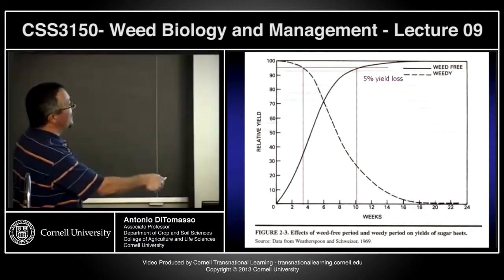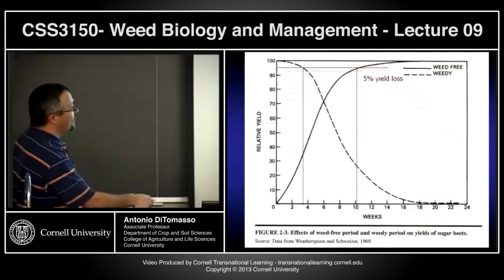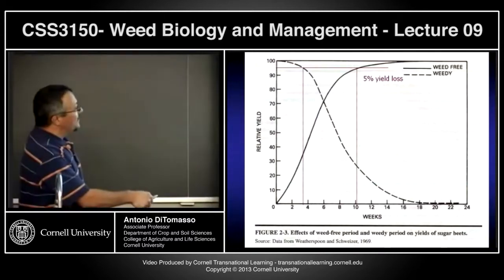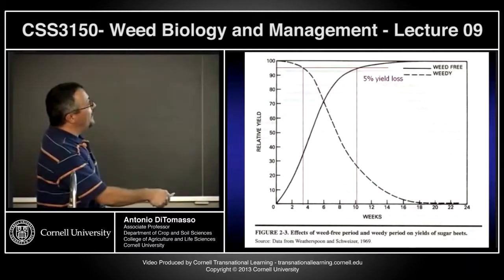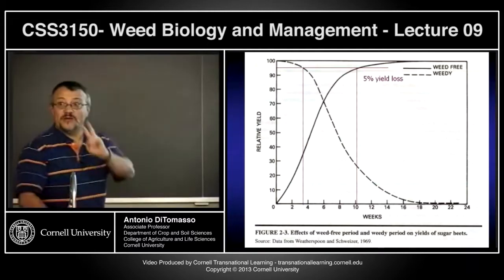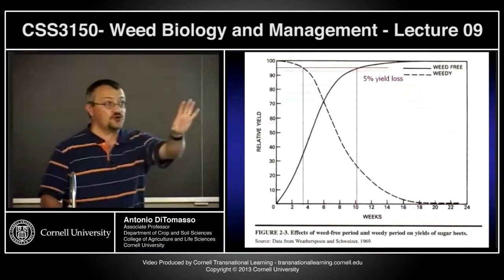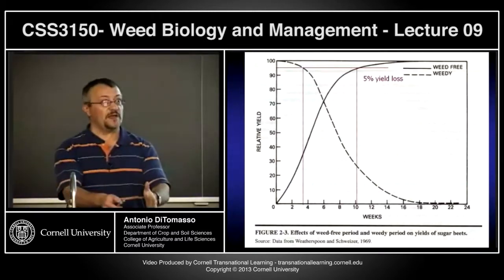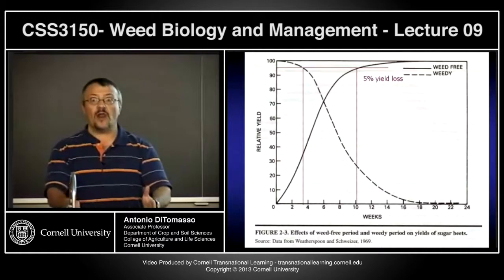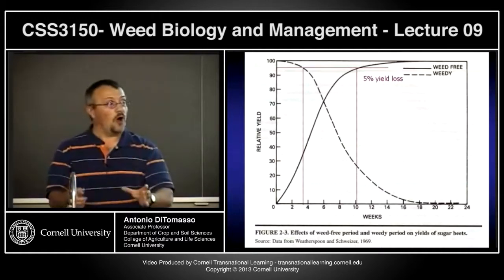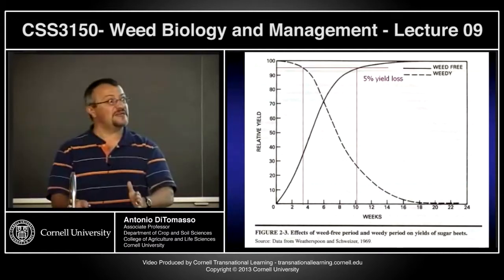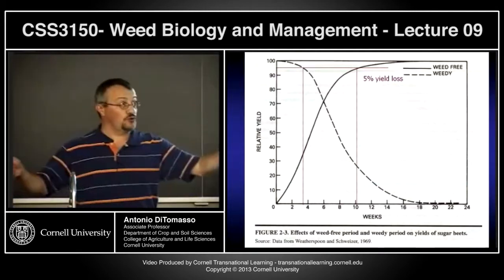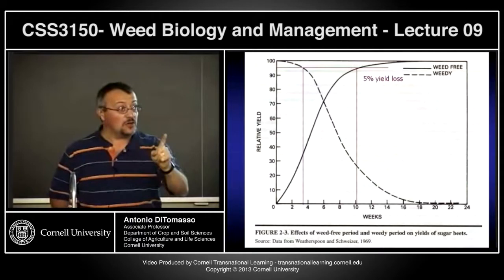The solid line is the weed-free period. What they're looking at here is sugar beets. If you allow this crop to be weed-free for 2 weeks, so you plant your sugar beets at the beginning of the season, do all your best management, and keep weeds out for 2 weeks, and then if weeds come back in you don't do a thing, is that going to cause you a major yield reaction?